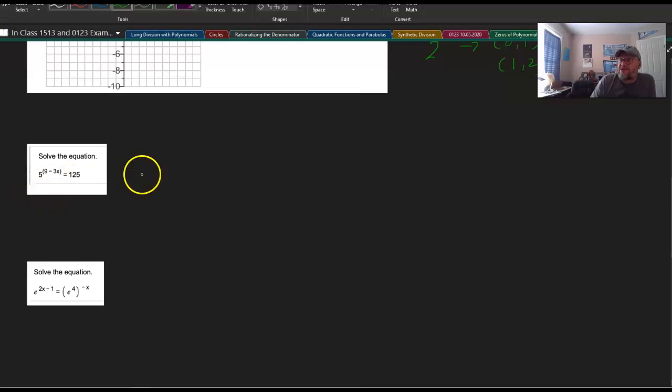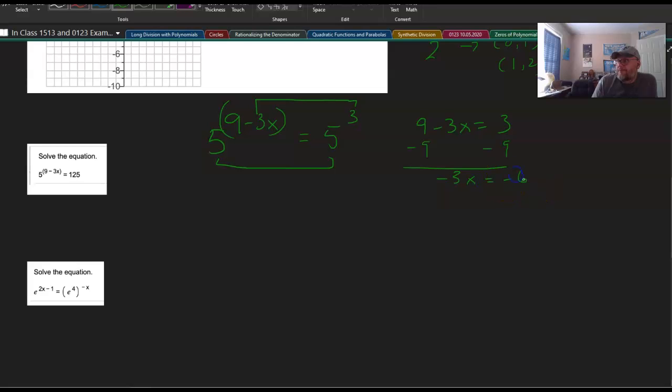Solving this equation here. So if we look at this equation, I've got 5 with an exponent of 9 minus 3x, and then I'm going to rewrite 125 as a power of 5, which is 5 to the 3rd power. So now, if the bases are the same, then that means that my exponents have to be the same. So 9 minus 3x has got to be equal to 3.